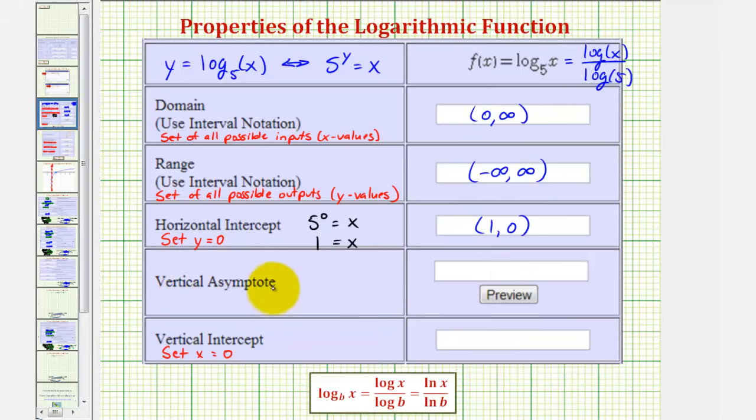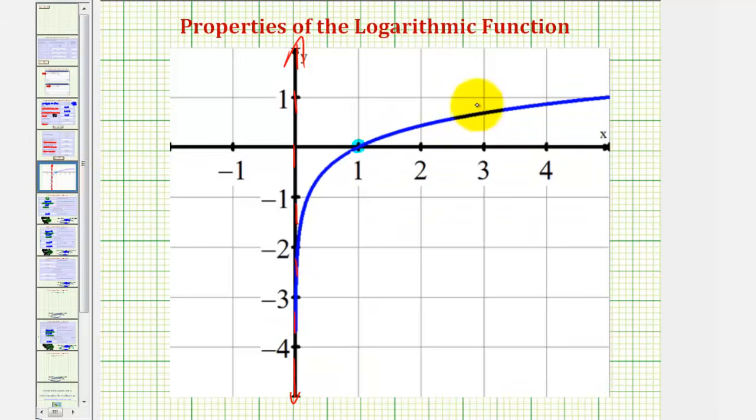Next, we're asked to find the vertical asymptote, and we briefly discussed that. Notice how as x approaches 0 from the right side, the function values decrease without bound and approach -infinity, and therefore we have a vertical asymptote at x equals 0.